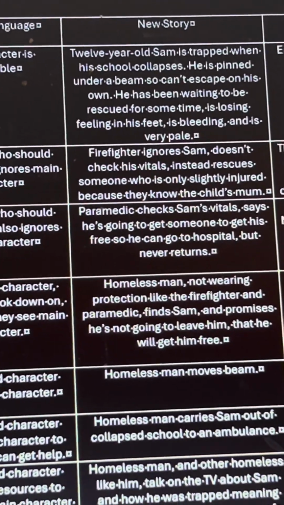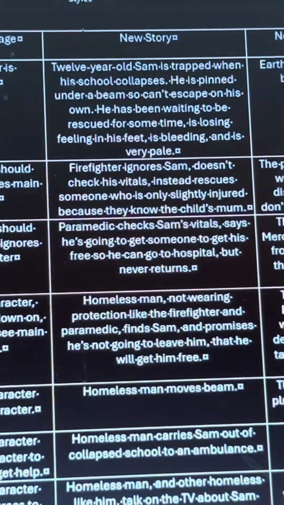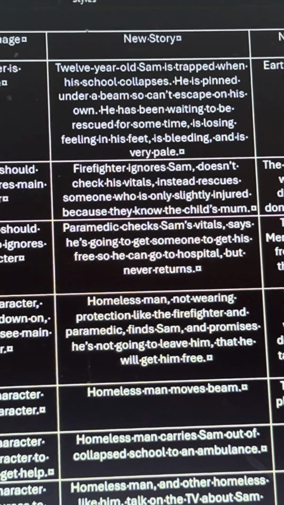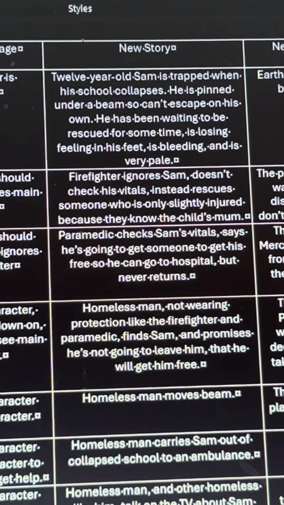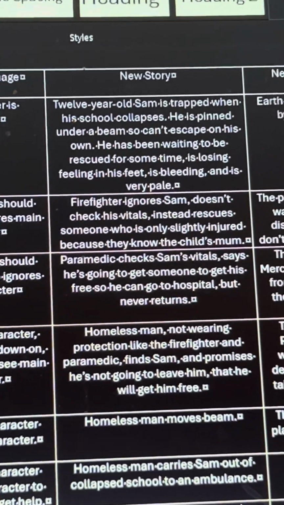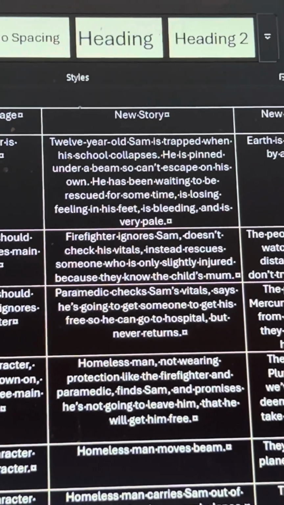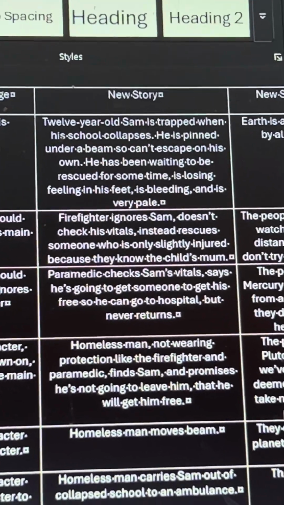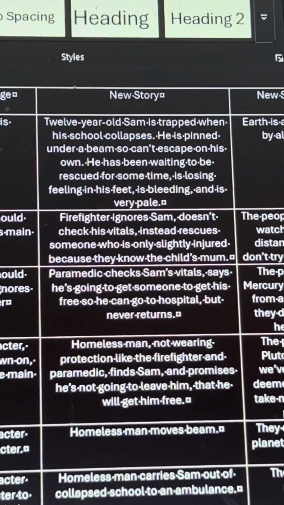So, this is a new story. 12-year-old Sam is trapped when his school collapses. He is pinned under a beam so he can't escape on his own.